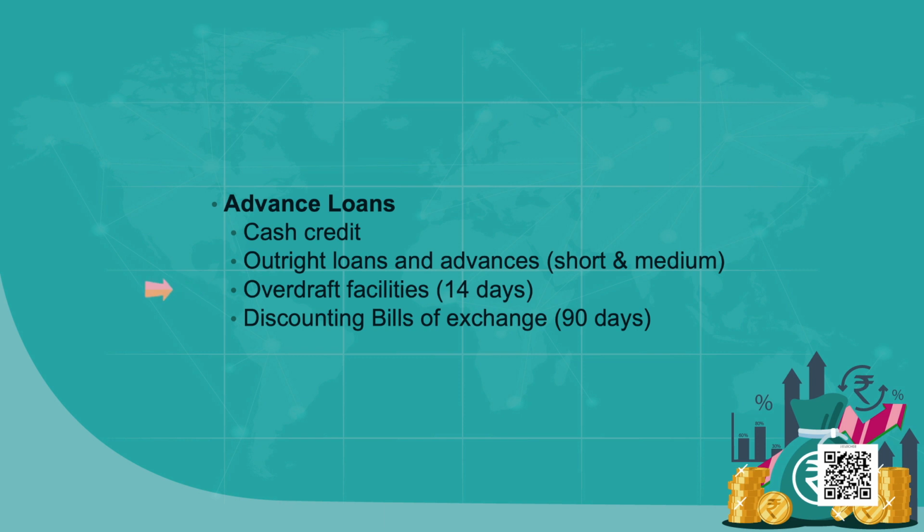Then something called overdraft facilities. For that, you need to understand how the bank functions with current account holders. I told you what interest rate is paid for current account holders. There is no interest payment. Then why do they have to deposit? What is the incentive they have for depositing in the bank?